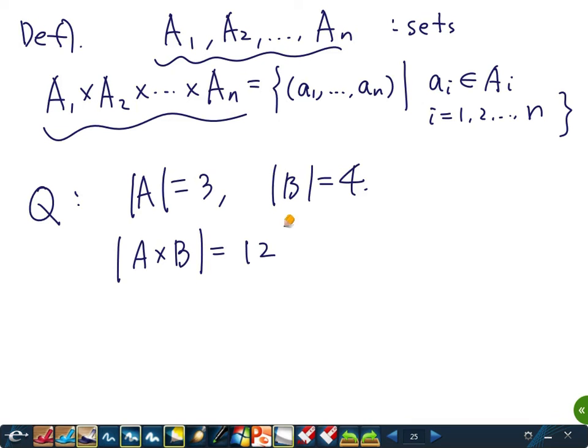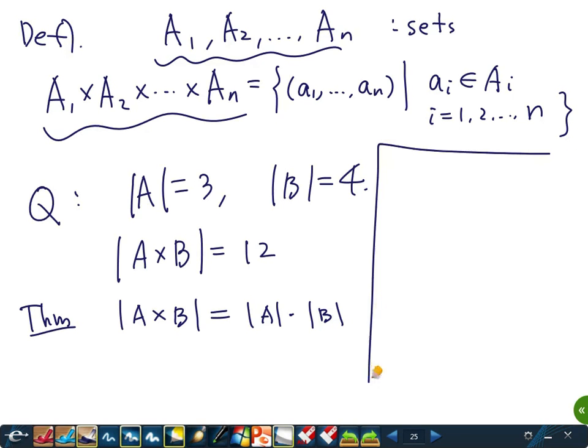12. You just multiply them. Because to make an ordered pair, you need to select one element from A, one element from B, and they are independent, so you have 3 ways to select one element from A, 4 ways to select one element from B. So actually this is a theorem. Very simple theorem, but still. The cardinality of A times B is equal to the cardinality of A times the cardinality of B. Right? 12 equals 4 times 3. All right? This is true.